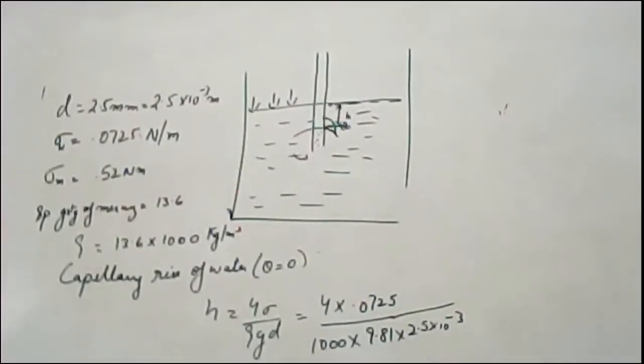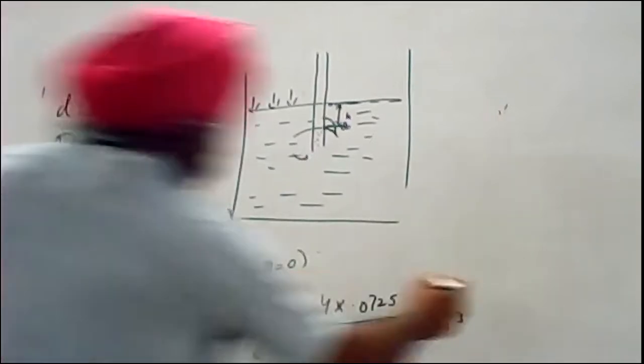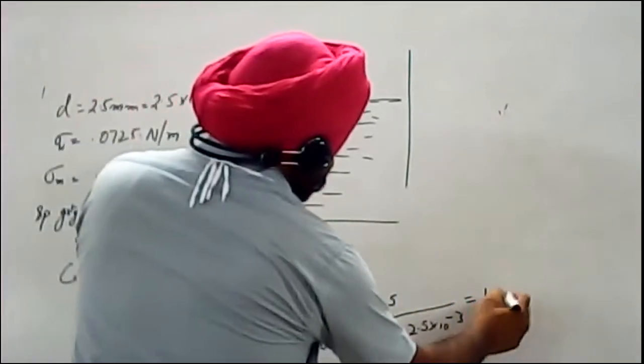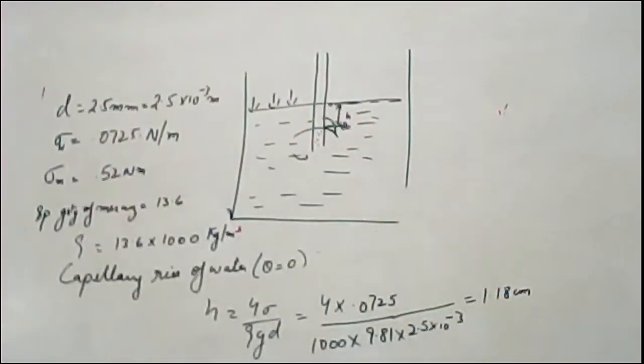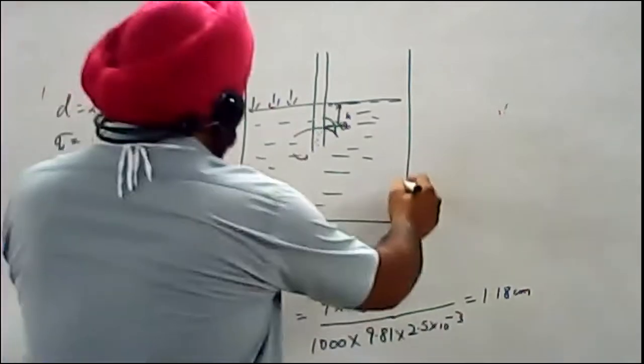I am going to tell you the answer for this. That is equal to 1.18 centimeter. The answer will be 1.18 centimeter for water. Similarly, we have to calculate it for mercury also.